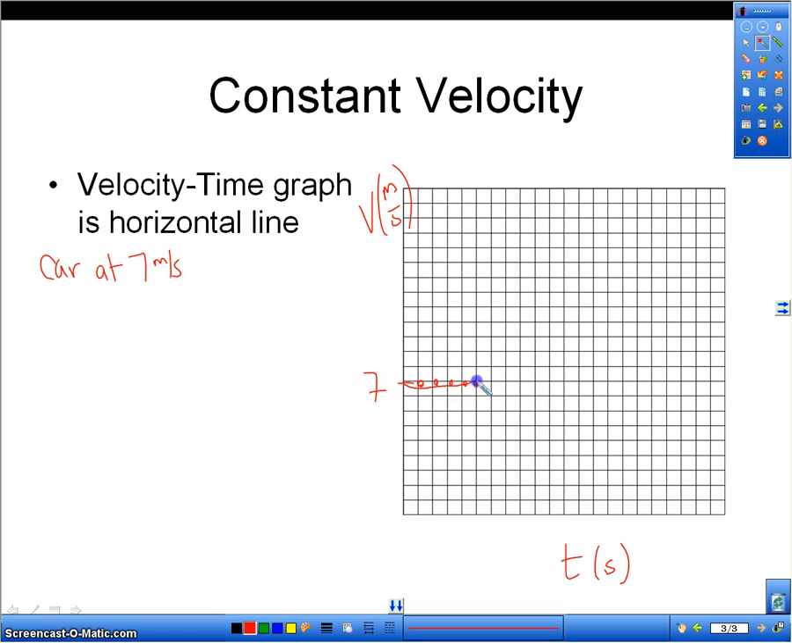So this is going to be a horizontal line. And the value of that horizontal line, whatever value it hits at, that's the speed. That's what velocity I'm moving at. If the car was going 2 meters per second, that plot would look down here, 2 meters per second. And it would be straight like that. Okay? So when it's a velocity time graph and you have a constant velocity, you're going to get a horizontal line when you plot that.